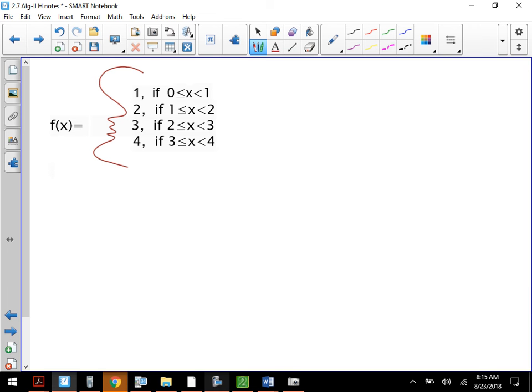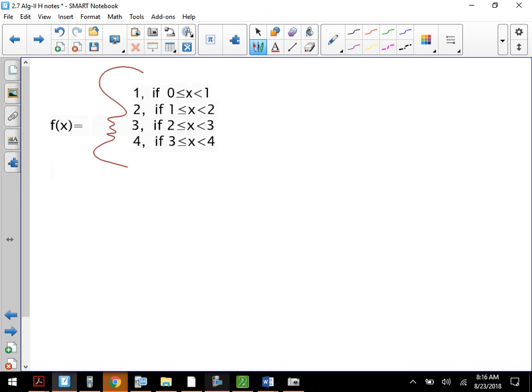When you have f of x equaling 1, remember, that's the same idea as saying y equals 1. What kind of line is y equals 1? It's horizontal. And what number does it go through? 1. When you have f of x equals 2, what does it go through? F of x equals 3, and so on and so on.